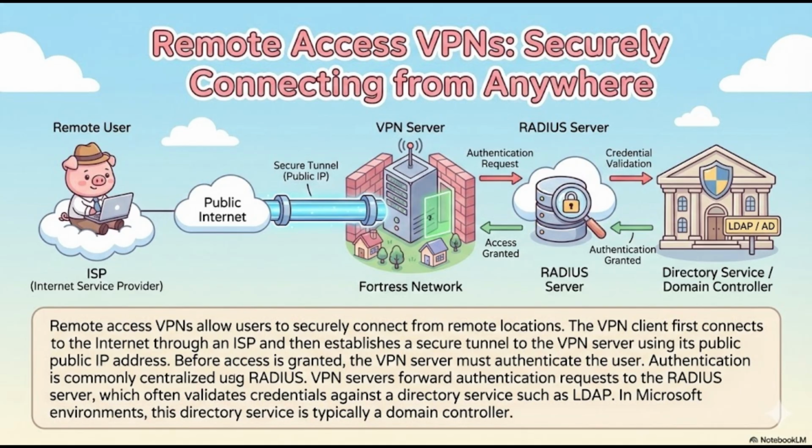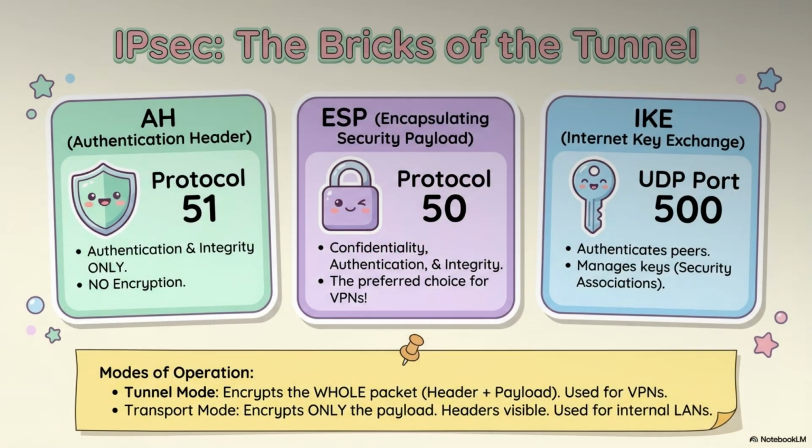Internet Protocol Security, or IPsec, is one of the most common technologies used to secure VPN traffic. IPsec operates in tunnel mode or transport mode. VPNs use tunnel mode, which encrypts the entire IP packet, including headers and payload, preventing internal addressing from being exposed. Transport mode encrypts only the payload and leaves IP headers visible. This is suitable for internal private networks, but not for VPNs crossing public infrastructure.